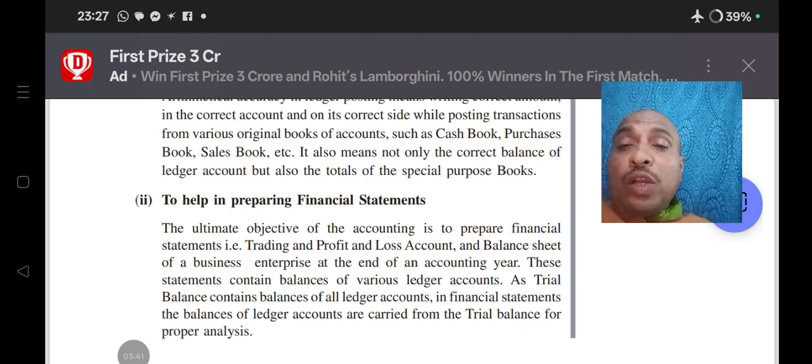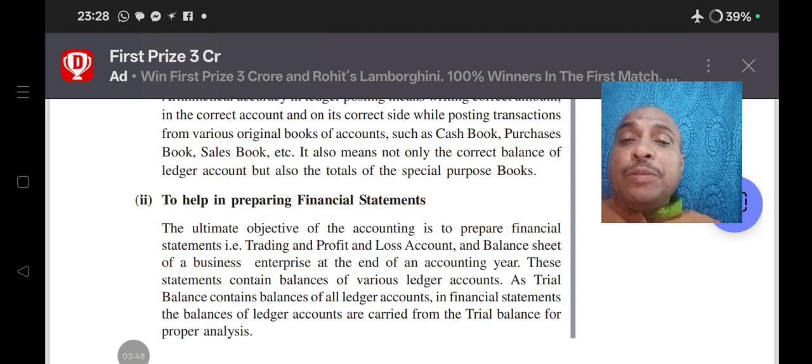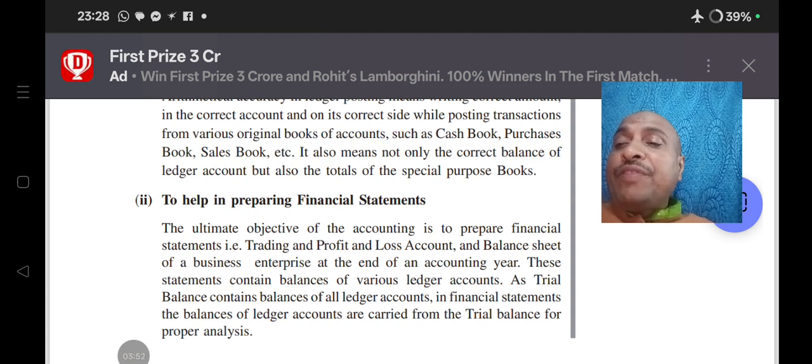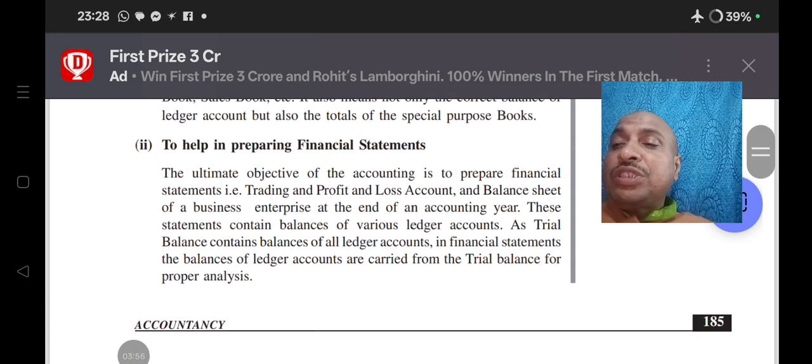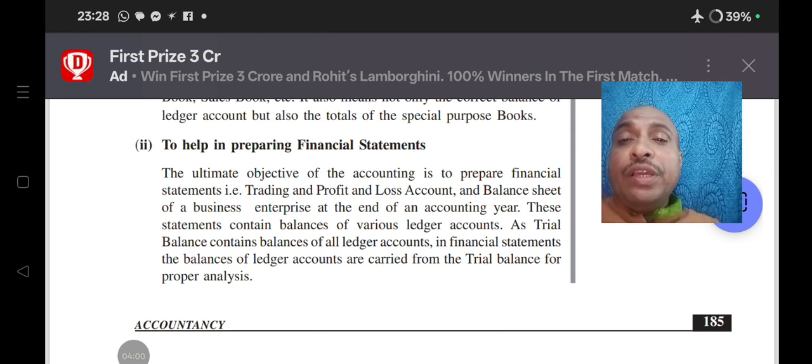तो वो जो फाइनल अकाउंट्स फाइनेंशियल स्टेटमेंट साल के एंड में बनाते हैं इनकम स्टेटमेंट और बैलेंस शीट के रूप में, वो बनाने में ट्रायल बैलेंस हेल्प करता है. देखिए यहाँ क्या लिखा हुआ है. द अल्टीमेट ऑब्जेक्टिव ऑफ अकाउंटिंग इज टू प्रिपेयर फाइनेंशियल स्टेटमेंट दैट इज ट्रेडिंग एंड प्रॉफिट एंड लॉस अकाउंट एंड बैलेंस शीट ऑफ ए बिजनेस एंटरप्राइज एट द एंड ऑफ एन अकाउंटिंग ईयर. भारत में जो अकाउंटिंग ईयर है दैट इज यूजुअली एंड्स ऑन 31 मार्च एवरी ईयर.